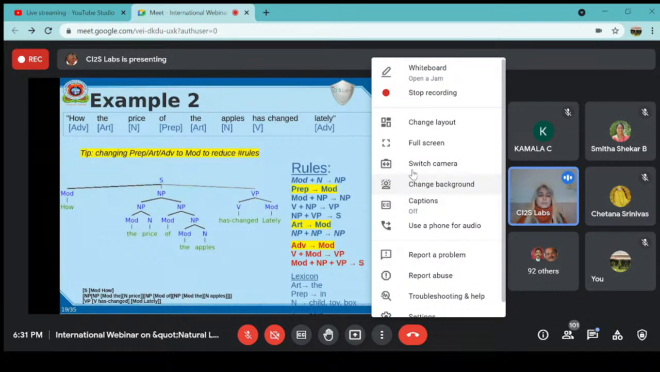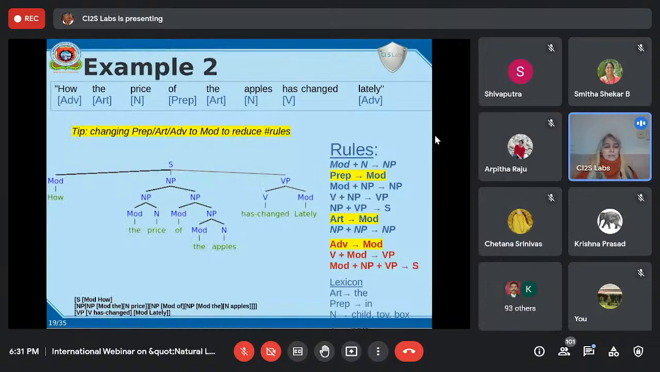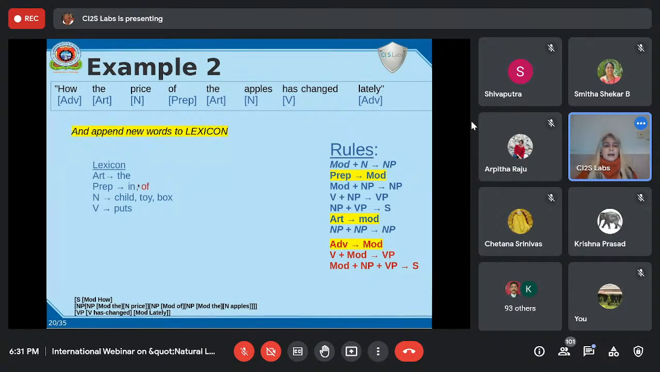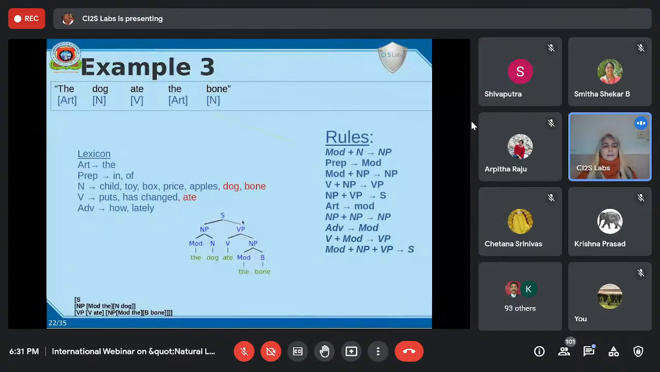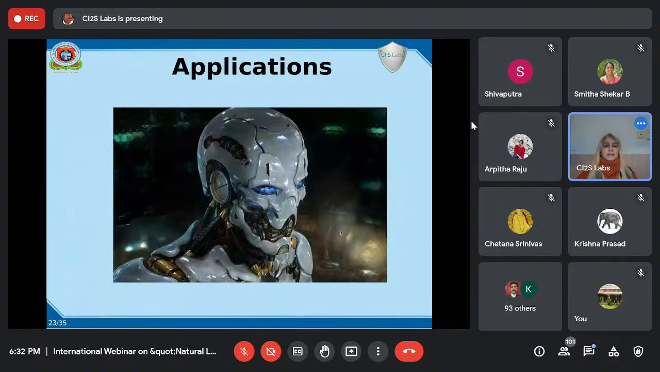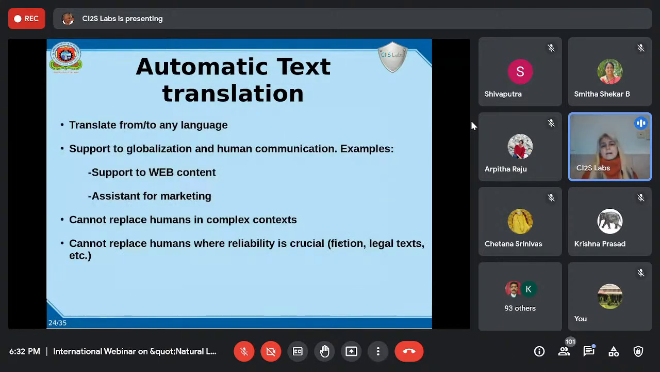And it depends on your needs. Here in the bottom is the new program, if you want to try it on the internet, and the lexicon, as I have just told you, you have these new words appended. And the last example uses the same rules, but you have to add new words. So let's see some applications of these types of tools.